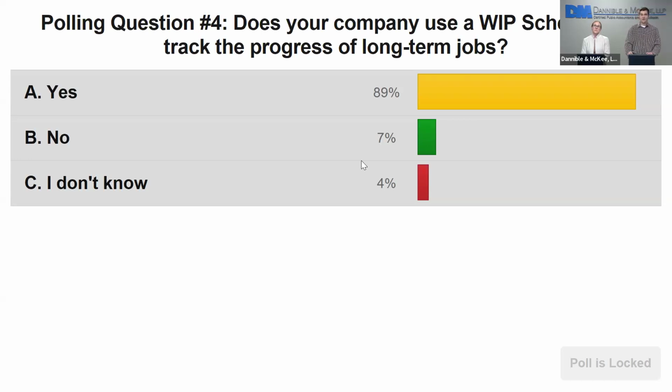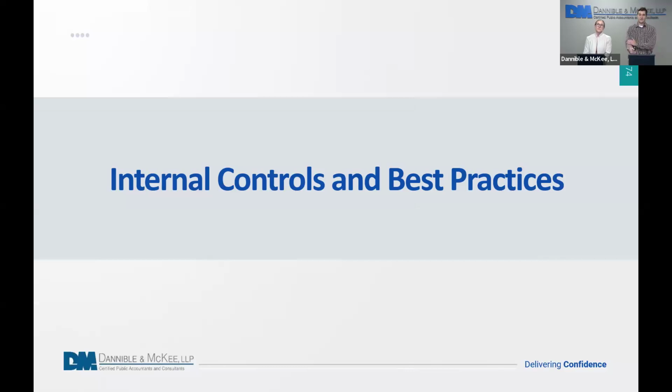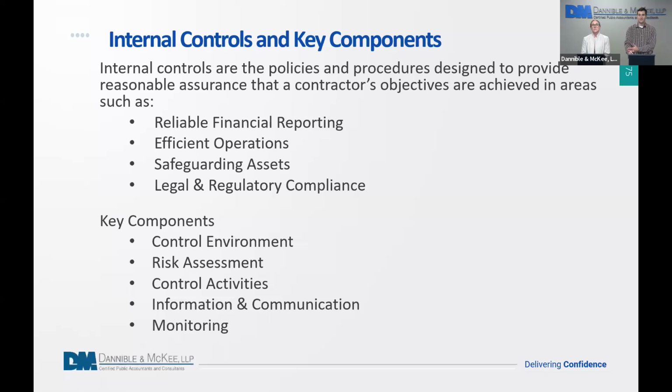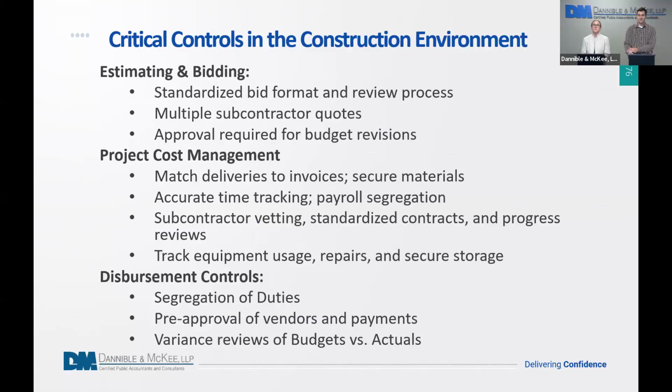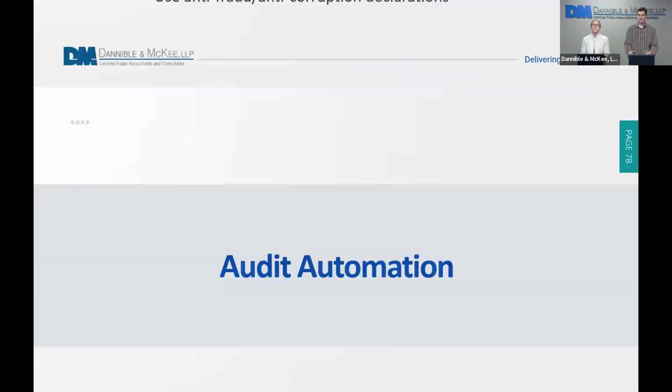So we have a few slides here, and due to the time we have left, I'm not going to go over these. But again, this will be provided to everyone. It just goes over some internal controls and best practices, items you can use to have reliable financial reporting, the safeguarding of your company assets, a good control environment, risk assessment, and activities in place that control the company and monitor it properly. We have some critical controls in the construction environment. This is all good stuff that you can read on your own.